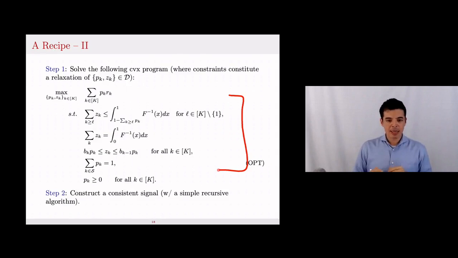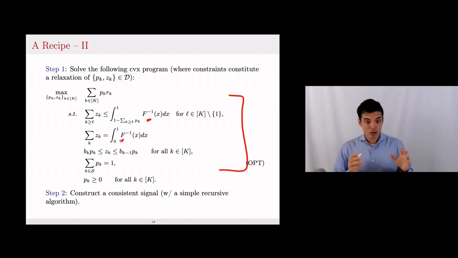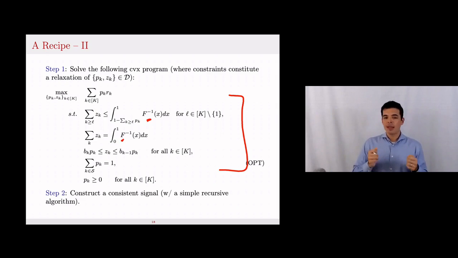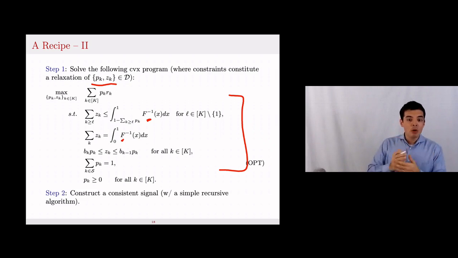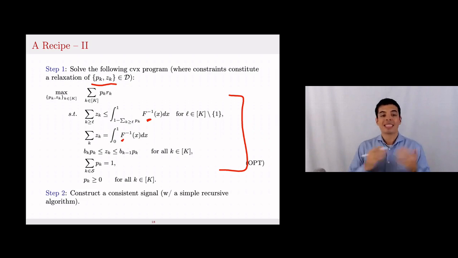Here the constraints that I have are non-trivial. They depend on the underlying state distribution, and these constraints basically are a relaxation of the constraint that the pz tuple is consistent with some signal. I'm not going to detail this here. I'm happy to describe it in more detail later on. And these constraints are not trivial. But basically, these are the constraints that are satisfied by pz tuples that are consistent with some signal.